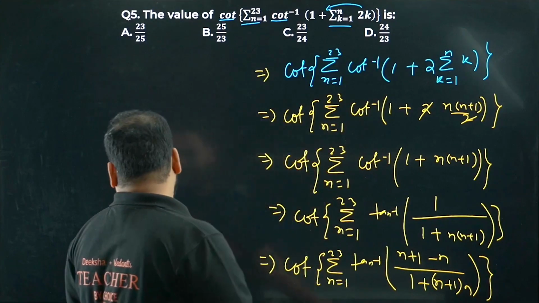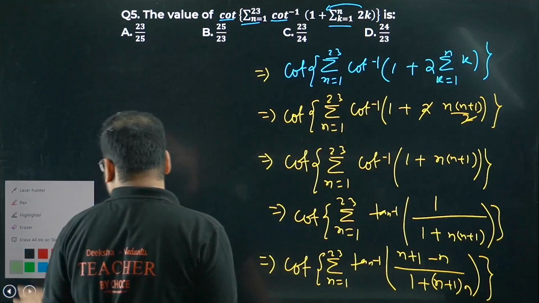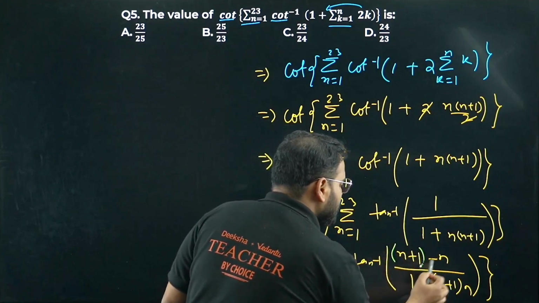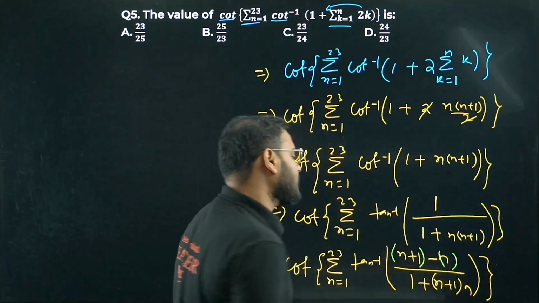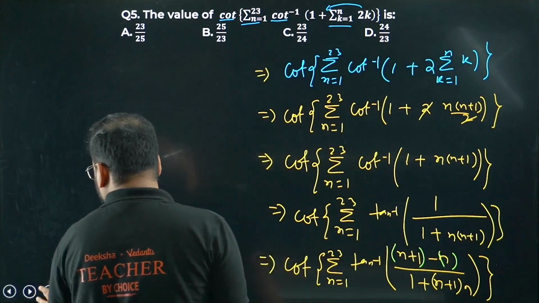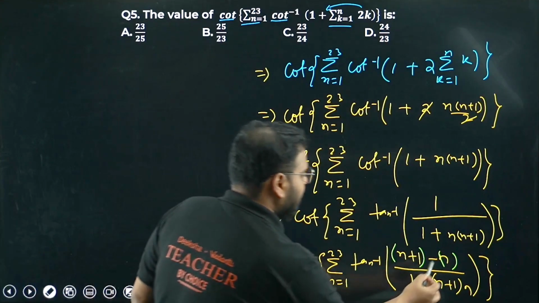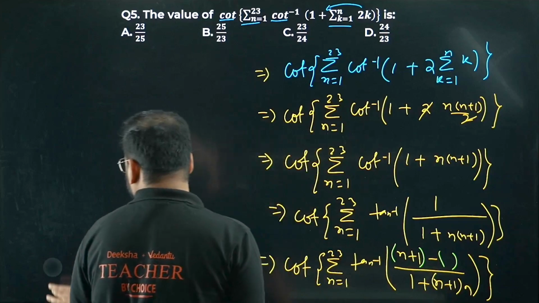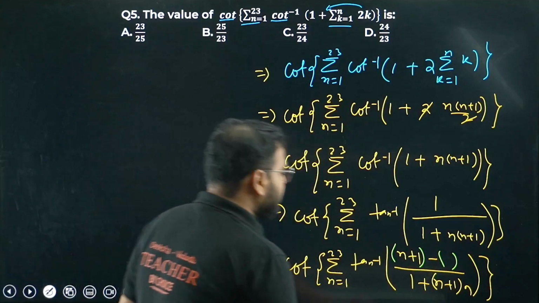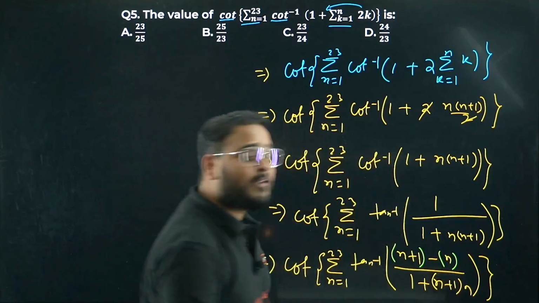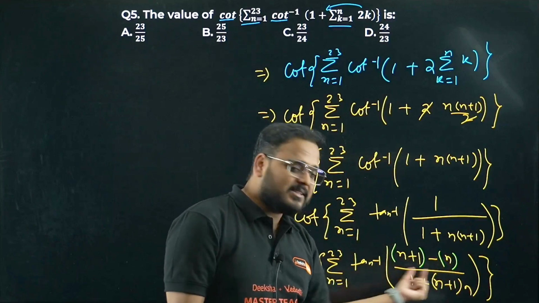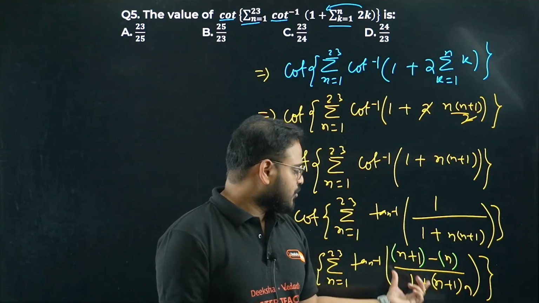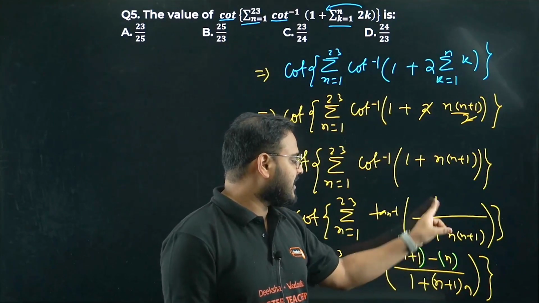Now do one thing, group the numerator. Can I do this? Of course I can do this. How come, sir? Please check. I can do this or not? I can, but why? Why can I do this? Tell me. Because n plus 1 minus n, and n gets cancelled. So no change actually, it remains as it is, as 1.